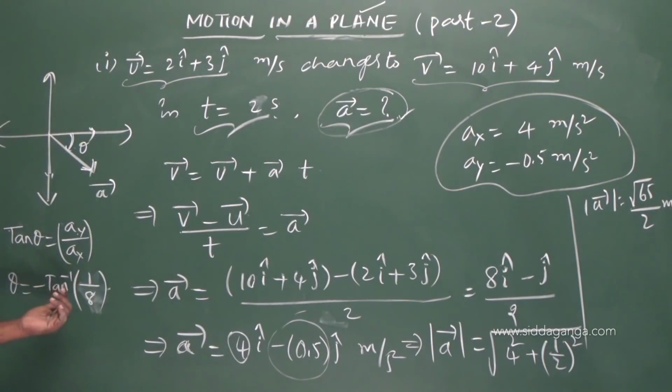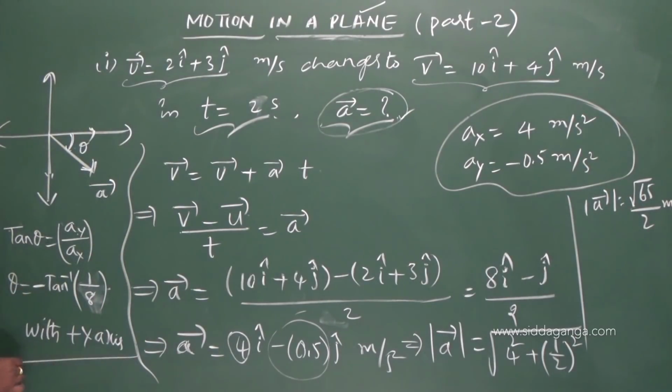Even if you don't calculate it, if it is in the options, you can pick it. Or else they will give log books to calculate this value, so no need to bother. I have written the negative sign here. Theta equals minus tan inverse of 1 by 8 with the positive x axis. This is the direction they are representing.